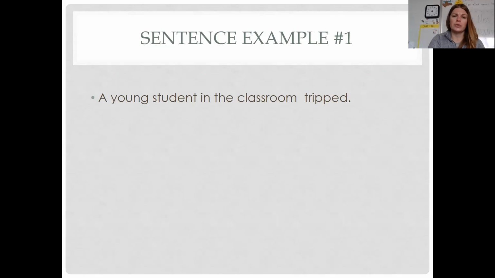A young student in the classroom tripped. We're going to follow our same process. We're going to do all the nouns, then the pronouns, then the modifiers, then the prepositional phrases, and then finally our subject and our verb. All right, nouns. Student and classroom. Which student? A and young. Which classroom? The. Any prepositions? Oh, in, always the preposition.